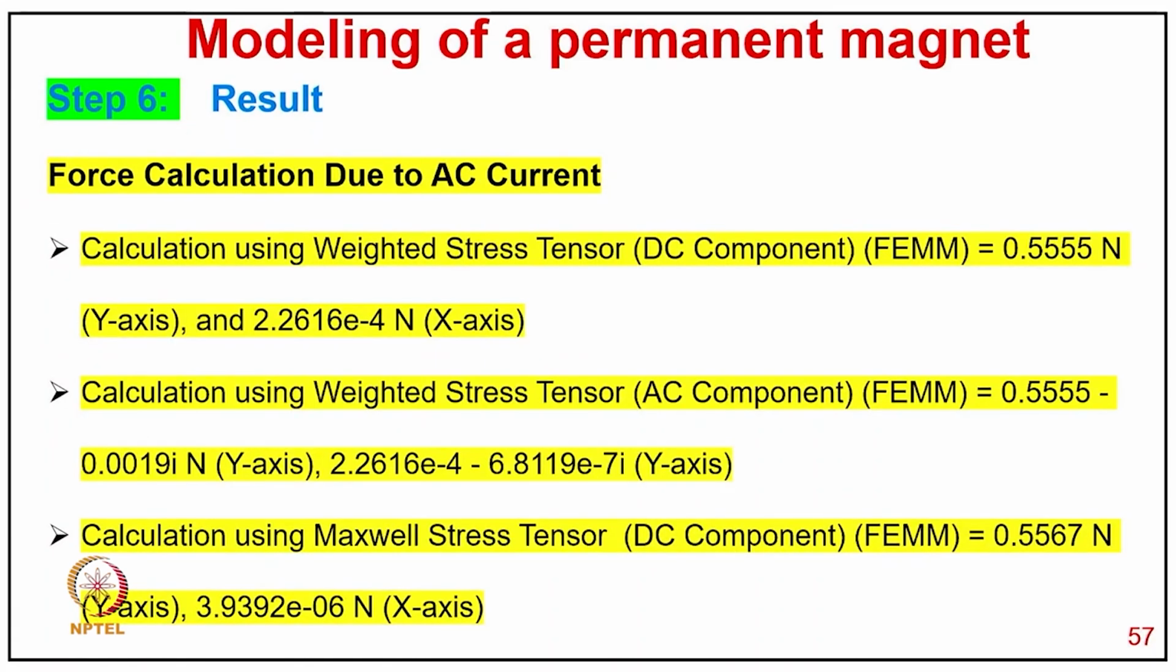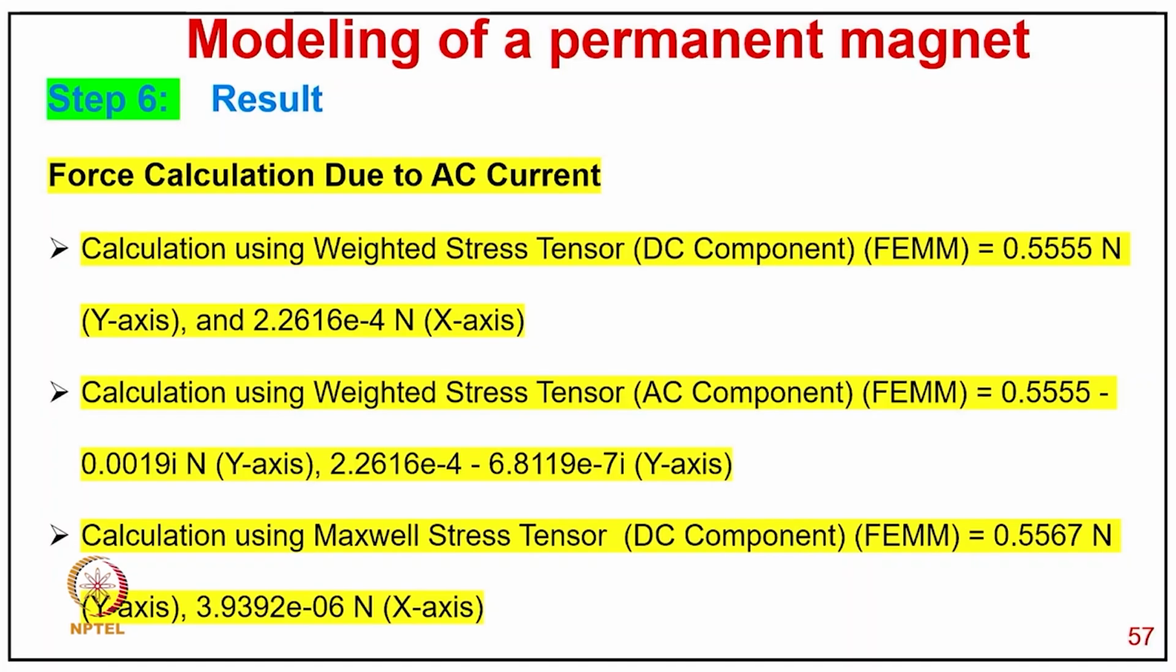Now typically the force calculation due to the AC current. Calculation of the Maxwell stress tensor for the DC component is equal to 0.0555 Newton for the y-axis and 2.2614 into 10 power minus 4 Newton for the x-axis. Calculation of the Maxwell stress tensor AC component: 0.555 minus 0.019 i through the y-axis, and 2.26 into 10 to the power minus 4 minus 6.8119 e to the power minus 7 i through the x-axis.